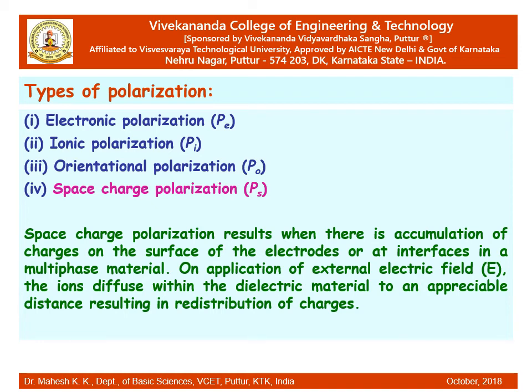The last one is space charge polarization. Space charge polarization results when there is accumulation of charges on the surface of the electrodes, or at interfaces in a multiphase material. Multiphase means many phases in a single material. On application of the external electric field, the ions diffuse within the dielectric material to an appreciable distance, resulting in redistribution of charges. This is what we call space charge polarization, and it may take place in the electrodes.